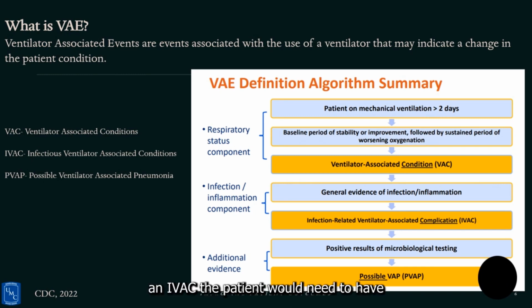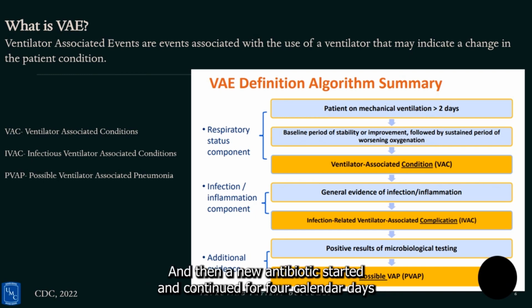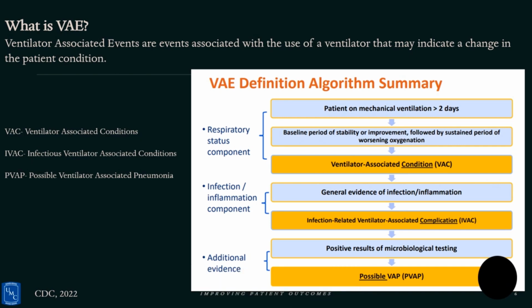To meet an IVAC, the patient would need to have an elevated WBC or a temperature present, and then a new antibiotic started and continued for 4 calendar days. Next, to be a possible VAP, or a possible ventilator-associated pneumonia, the patient would need to have positive microbial testing such as a culture.